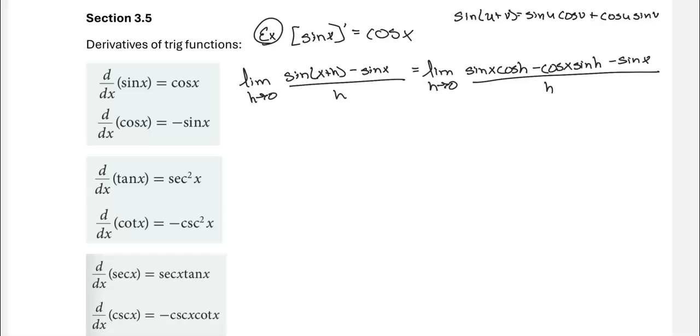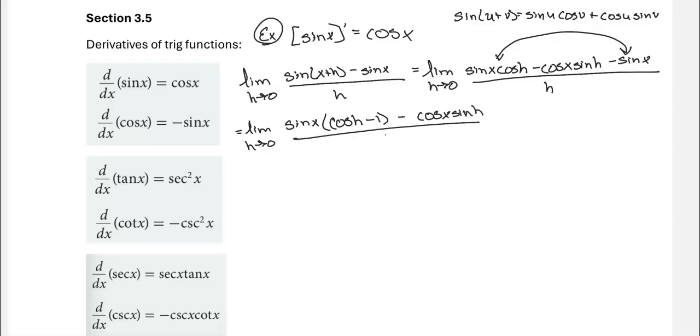So now we're going to group some things together. Notice this term and this term both have a sine x in it. So I'm going to factor that sine x out. And that's going to leave me with cosine of h minus 1. And then we have plus cosine x sine of h. And remember, all of this is over h.